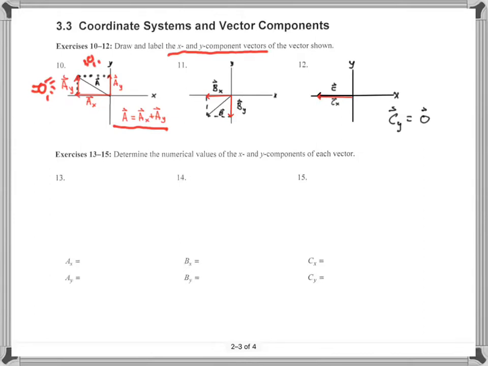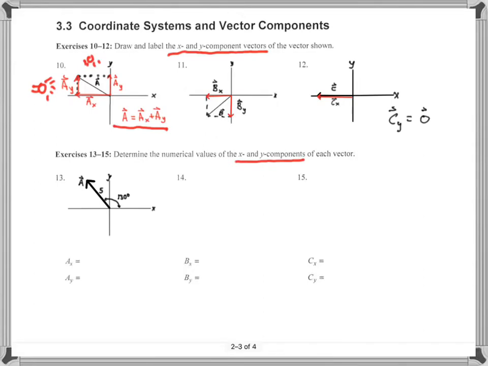All right, in the next three exercises, we're going to determine the numerical values of the x and y components of each vector. So the first exercise has a in the second quadrant, magnitude of 5 units, and they're showing us there that the angle that a makes with the positive x-axis is 130 degrees. So they want you to calculate the numerical values of the x and y components of each vector.